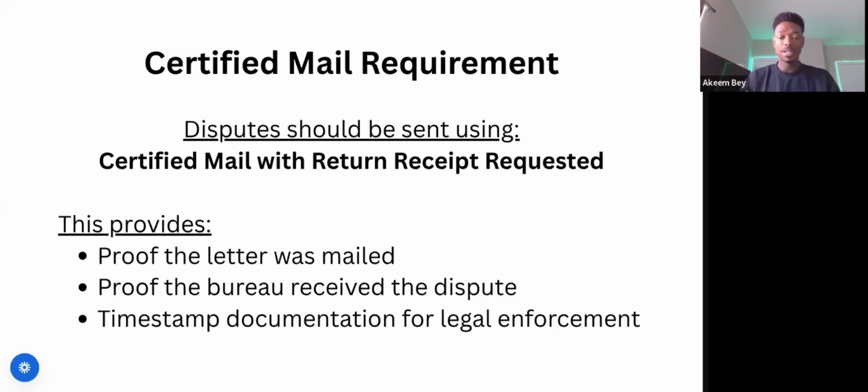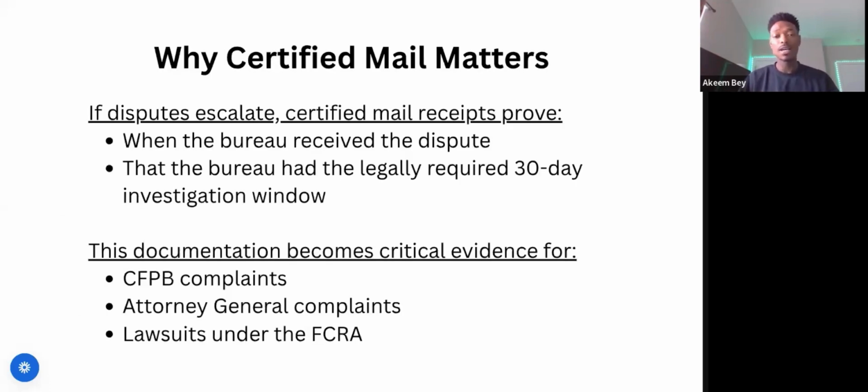You want to separate your dispute letters from the 10,000 other disputes that are coming into the credit bureaus every single day. Why this matters? If disputes escalate, right, the certified mail receipts again prove when the bureaus actually received the disputes and that the bureaus had the legally required 30-day investigation window, right? This documentation becomes critical evidence for things like CFPB complaints, attorney general complaints, and any lawsuits under the FCRA.